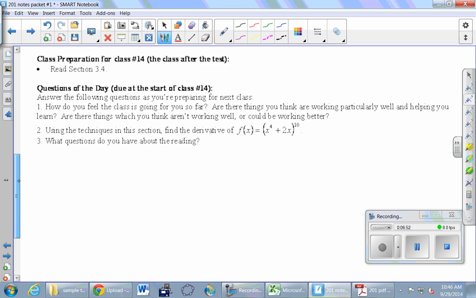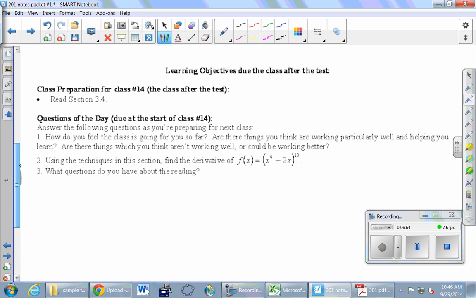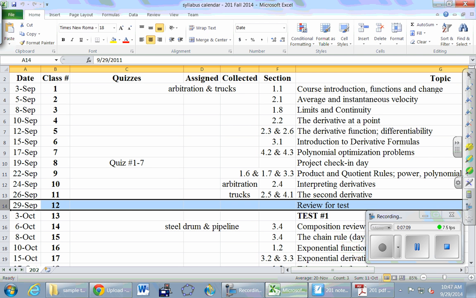There it is. So on page 72, not so much a homework assignment due next time, but a reading assignment and a questions of the day. So these are not due the day of the test. These are due the day after, which is Monday, class 14, when we come back.